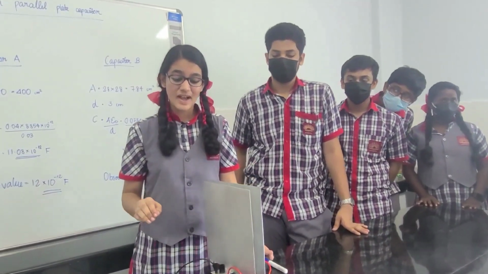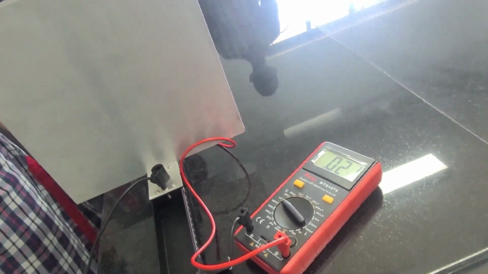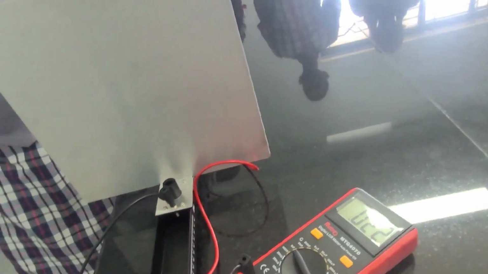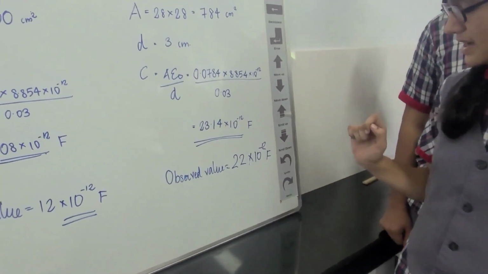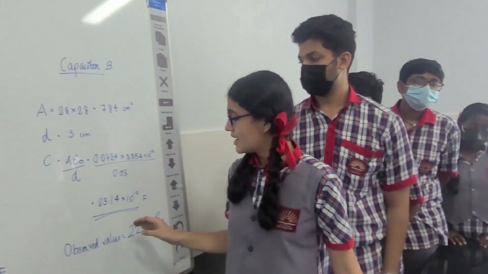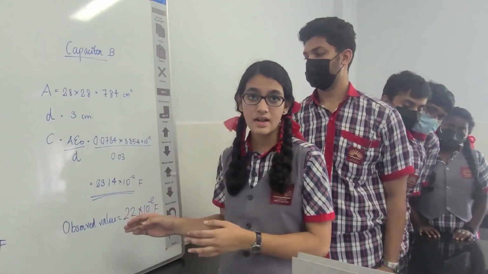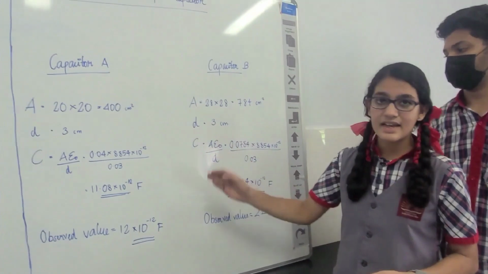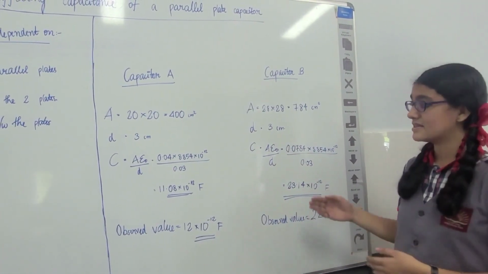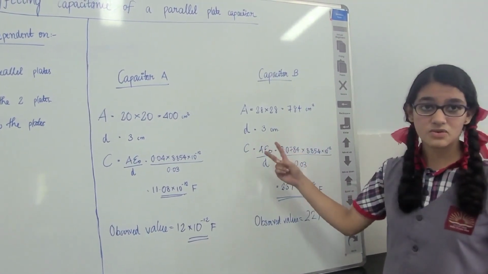We got a measured value of 0.022 nanofarad, and converting it into farad, we got a value of 22 into 10 raised to negative 12 farad. So we can conclude that theoretically and practically it is nearly equal. We can also conclude that when the area increases, capacitance also increases. It is clear from the two cases.